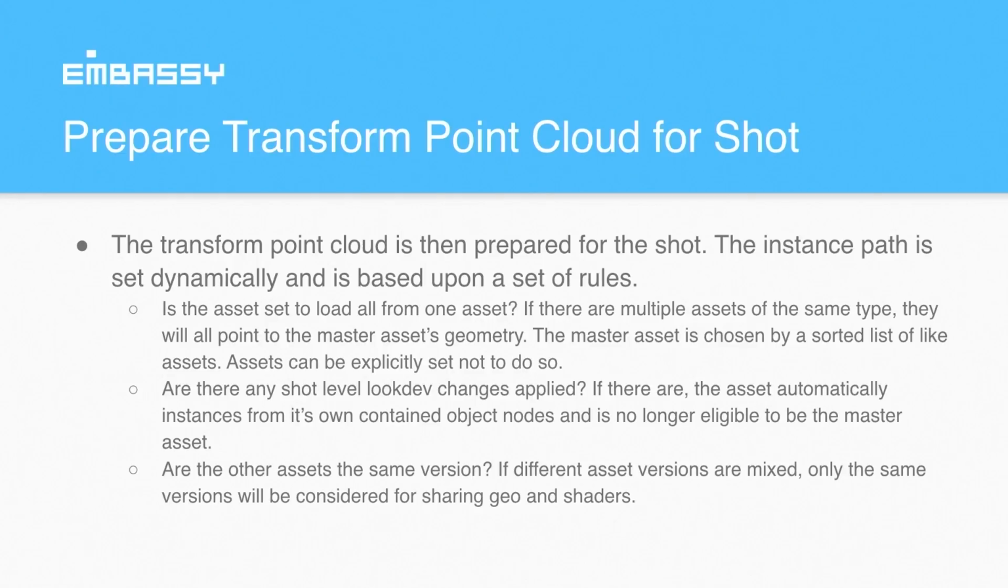So assets can be explicitly set not to do so. Are there any shot level lookdev changes applied? If there are, the asset will automatically instance from its own contained objects instead of from the master one. And it's also no longer eligible to be the master asset. Are there other assets of the same version? If there's different versions of the asset mixed in the shot, that's okay. They're all just going to look for the same version that they are.